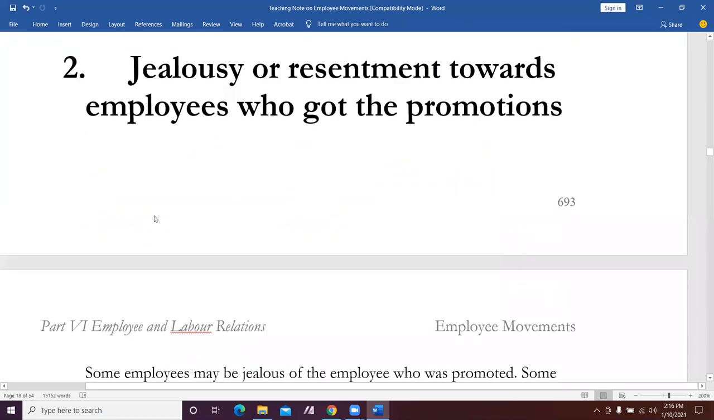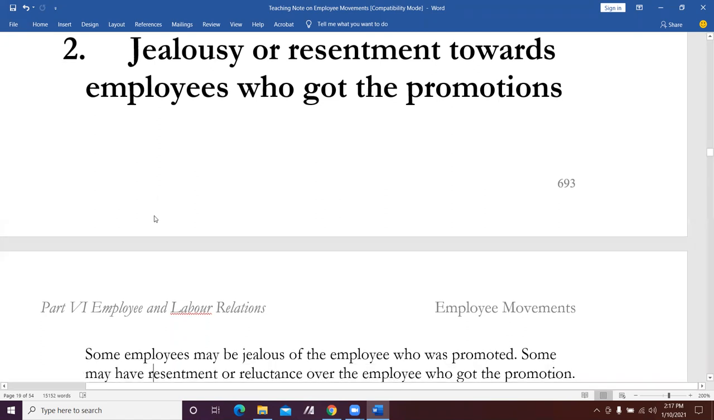Okay, then the second problem: jealousy or resentment towards employees who got the promotion. Jealousy is a serious vice suffered by people. They may be intelligent people, they may not be. Definitely, people of the serpent and barbarian type are suffering from jealousy. Not only jealousy, but also reprobation, retaliation, anger, these things are their hostility. This is a big problem in countries like Sri Lanka. So many people are suffering from this vice, jealousy. Therefore, jealousy or resentment towards employees who got the promotions.